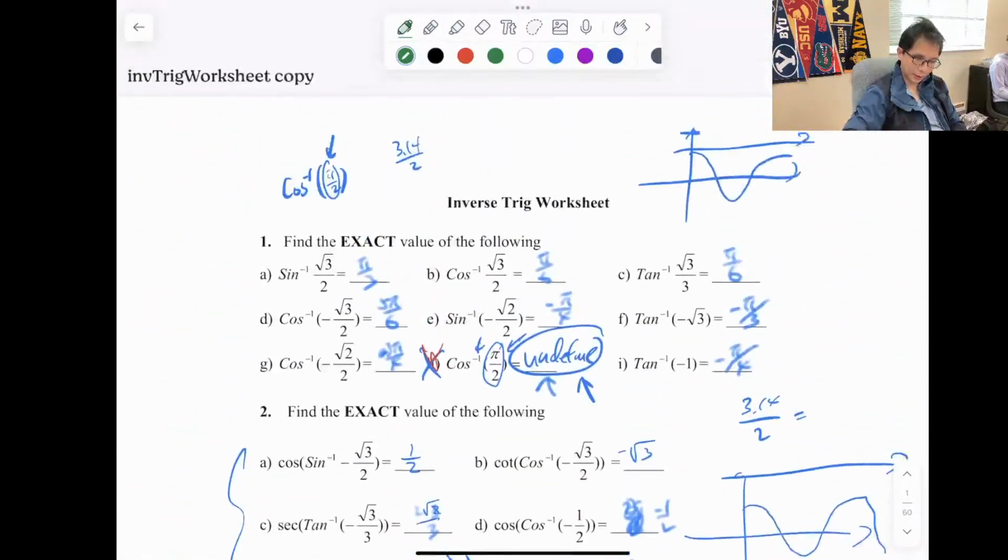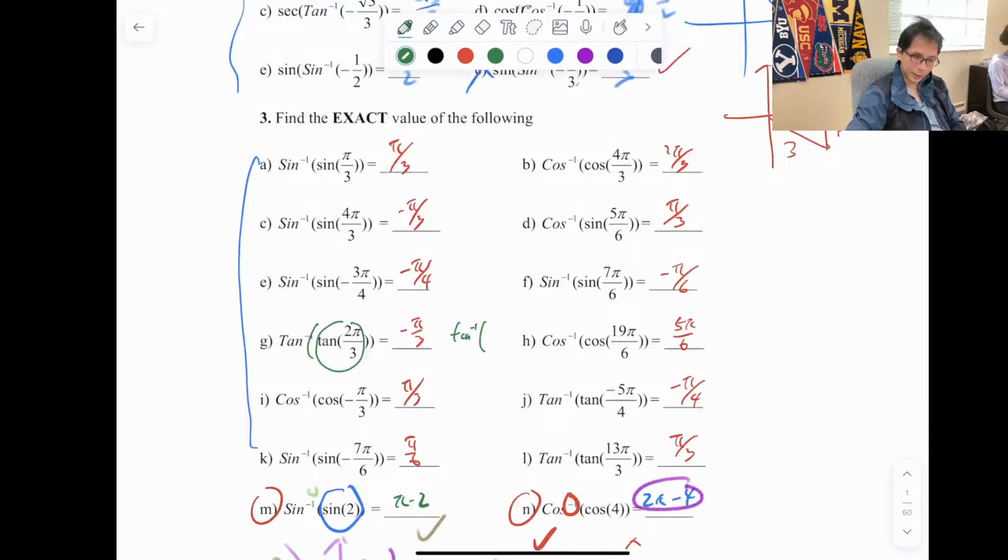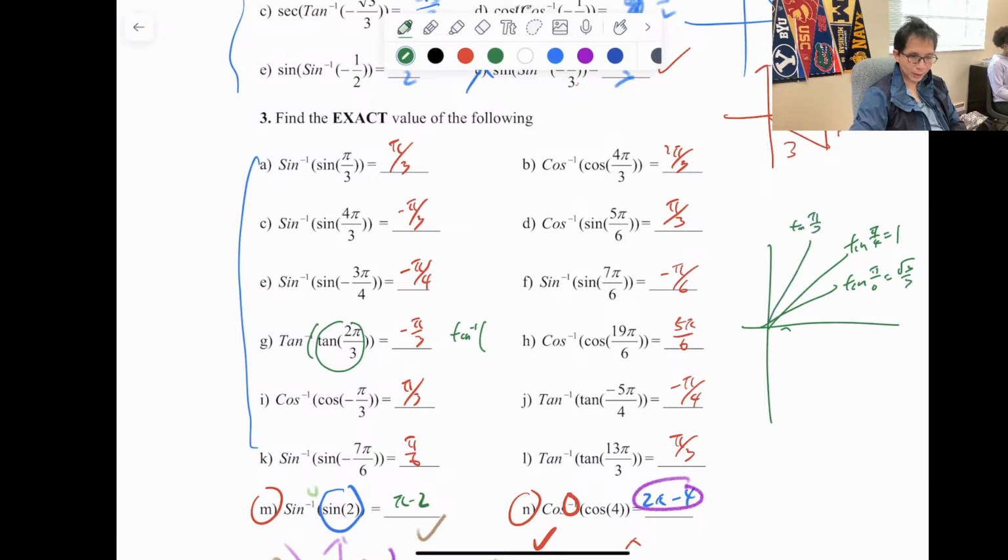Where did I write it down? I wrote it down earlier. So for tangent, just knowing tangent of pi over 4, this one you don't need to memorize. The only one you need to memorize is tangent of pi over 6. That's going to be root 3 over 3. Now, anything with pi over 3 is going to give you root 3. So it's everything in terms of pi over 3. So now, what is tan inverse of negative root 3?